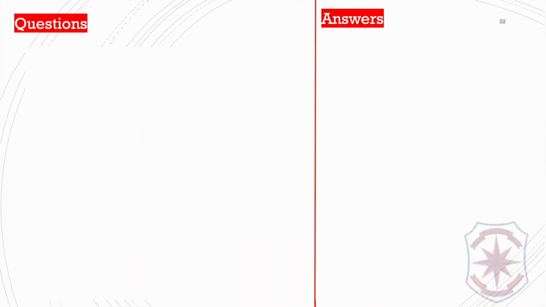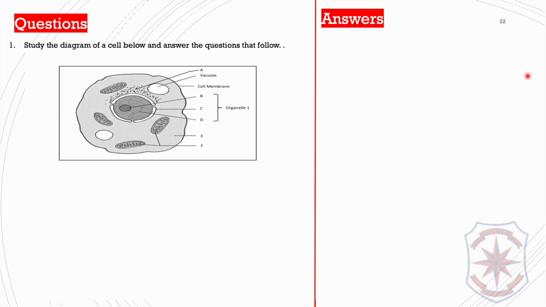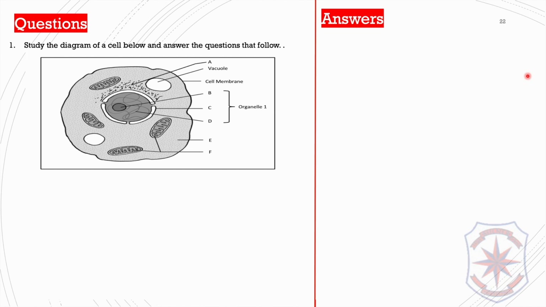Right, so this side, we will be having our questions, and then the memorandum will be this side. All right, let's check the questions. Study the diagram of a cell below and answer the questions that follow. Now, we are given a diagram there, all right? And the instruction says, study the diagram of a cell below and answer the questions that follow.